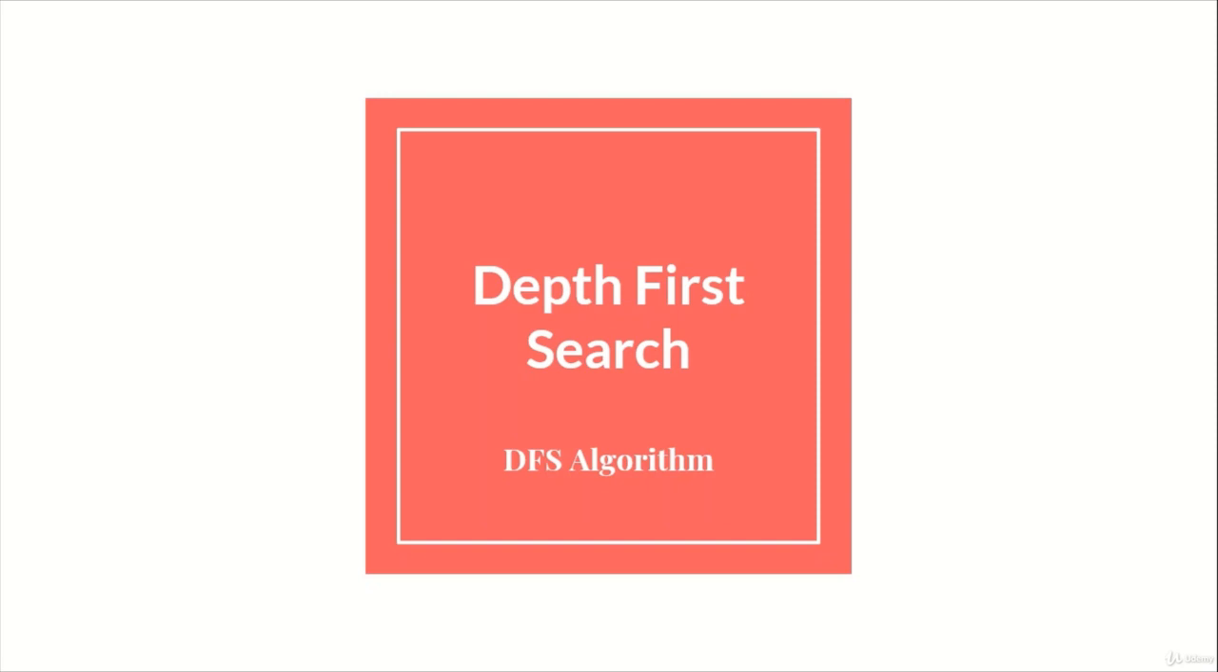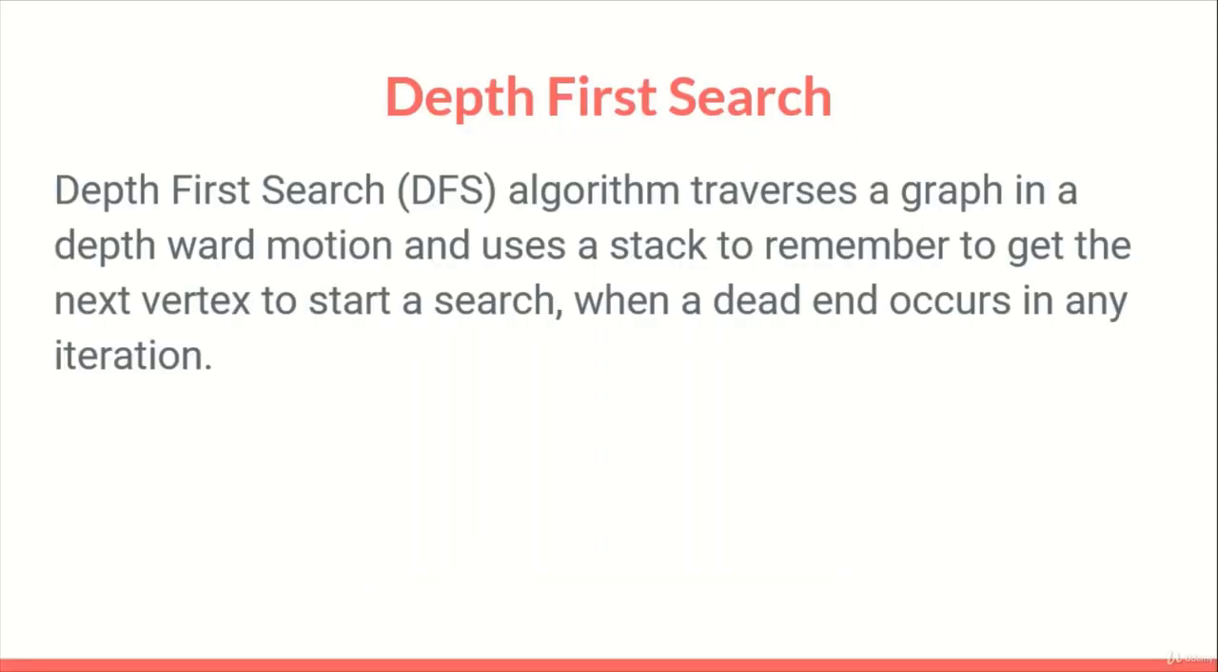Let us today discuss the DFS algorithm. Depth first search, DFS, is an algorithm for traversing or searching tree or graph data structures. The algorithm starts at the root node, selecting some arbitrary node as a root node in the case of a graph, and explores as far as possible along each branch before backtracking.